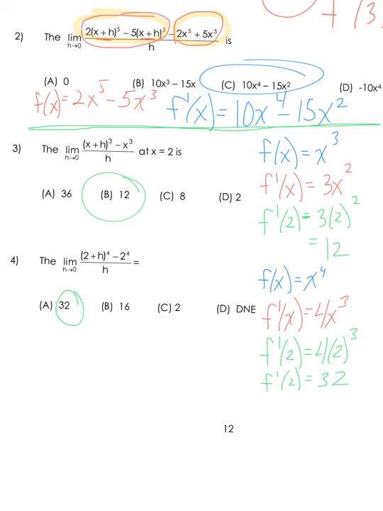The second one doesn't specifically say 2, but you can see that there's a 2 plugged in. So when I find the function, it's f of x equals x to the 4th. You can see that over here. And then I take the derivative, and then I plug 2 into the derivative to get 32. If we did this limit out, doing all the algebra, we would end up getting 32.